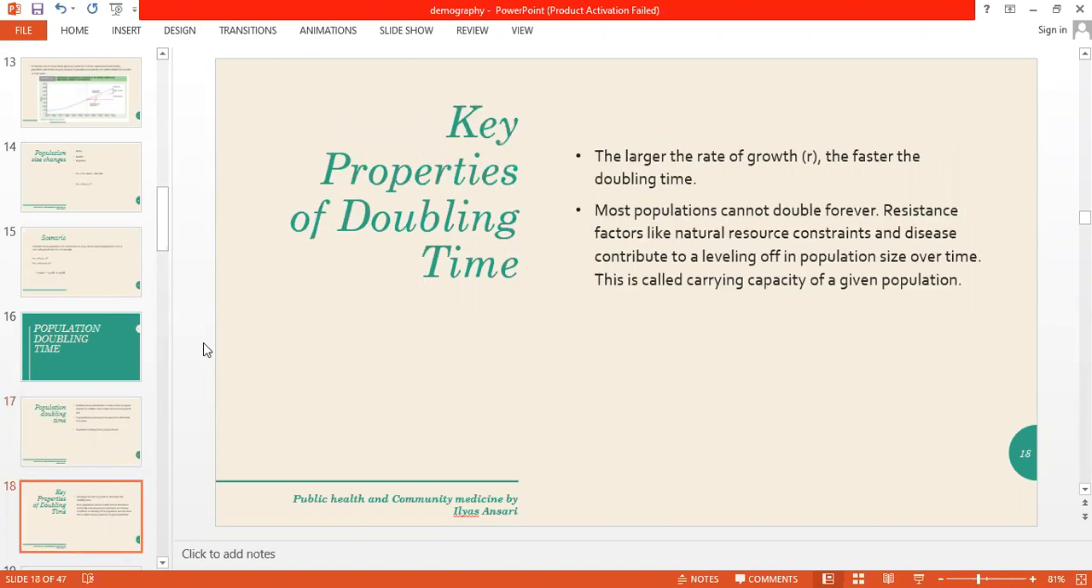What are the key properties of doubling time? The larger the rate of growth, the faster the doubling time. Most populations cannot double forever. Resistance factors like natural resource constraints and diseases contribute to leveling off in population size over time. This is called the carrying capacity of a given population.